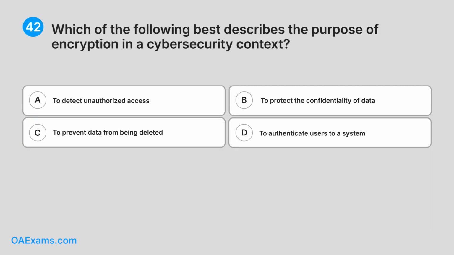42. Which of the following best describes the purpose of encryption in a cybersecurity context? A. To detect unauthorized access. B. To protect the confidentiality of data. C. To prevent data from being deleted. D. To authenticate users to a system. Can you guess the answer?